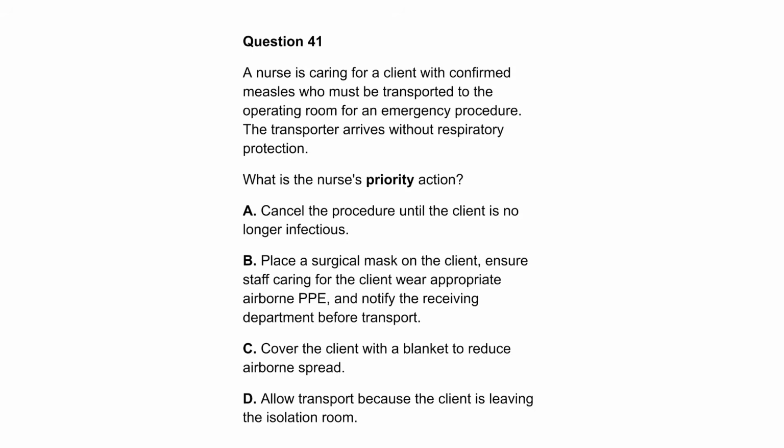Question 41. A nurse is caring for a client with confirmed measles who must be transported to the operating room for an emergency procedure. The transporter arrives without respiratory protection. What is the nurse's priority action? A. Cancel the procedure until the client is no longer infectious. B. Place a surgical mask on the client. Ensure staff caring for the client wear appropriate airborne PPE and notify the receiving department before transport. C. Cover the client with a blanket to reduce airborne spread. D. Allow transport because the client is leaving the isolation room.